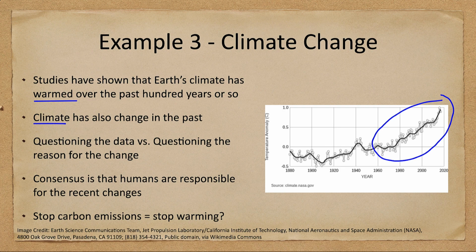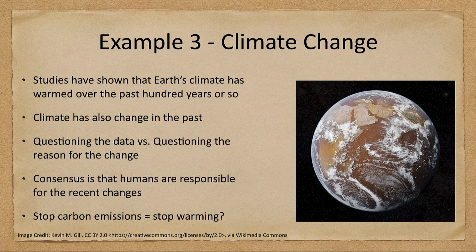However, again, what would happen? Would stopping carbon emissions stop warming? And this is where it comes back into politics again. So what are we able to do? Can we just stop all of the carbon emissions? And if we don't, will the Earth end up looking something like this, completely barren of water? So would we be able to stop those carbon emissions?